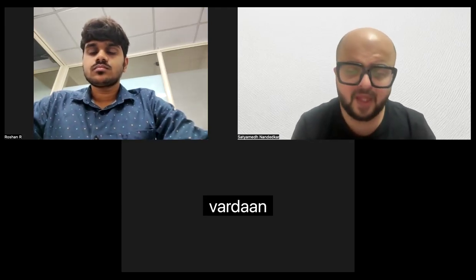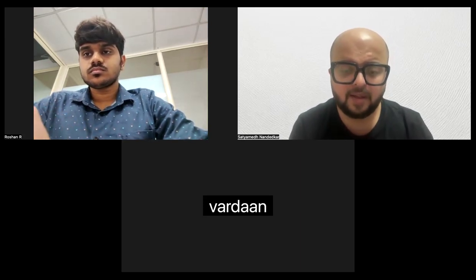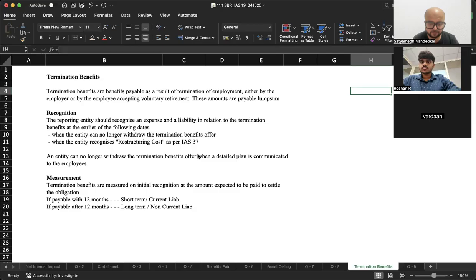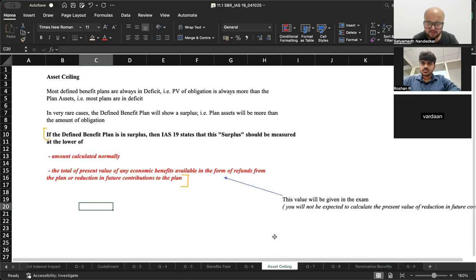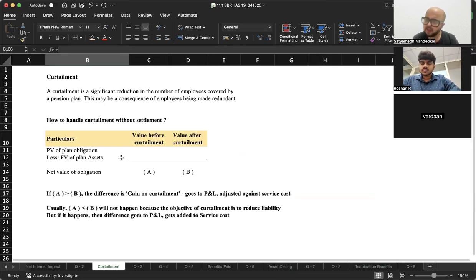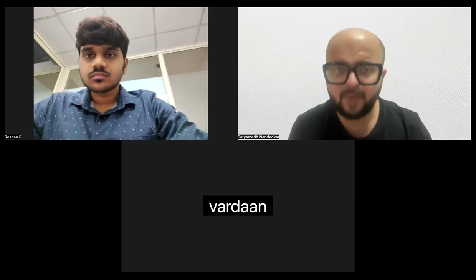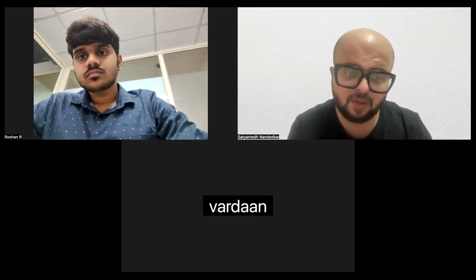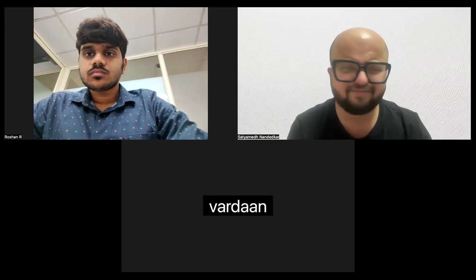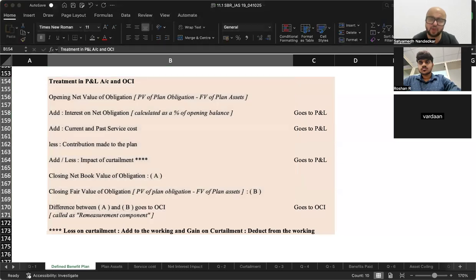In this particular topic, what matters the most is asset ceiling and the related questions, then how this curtailment table works, and the format for defined benefit plan that I showed you. These aspects are the most important. Apart from that, there is nothing else in it. Technically, IAS 19 is a complex standard, but not in your SBR paper. Okay?